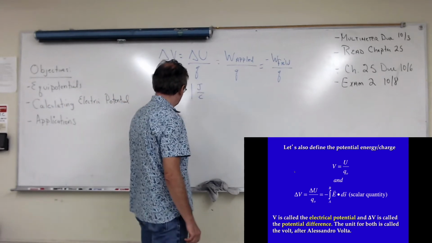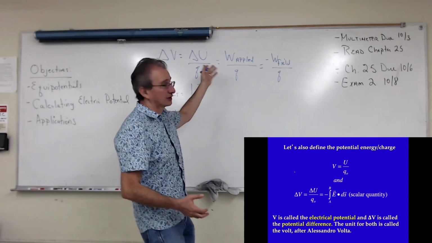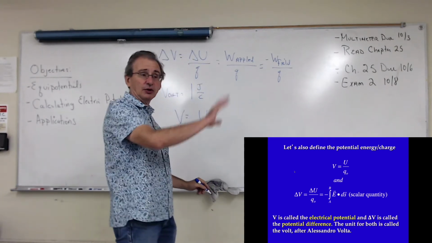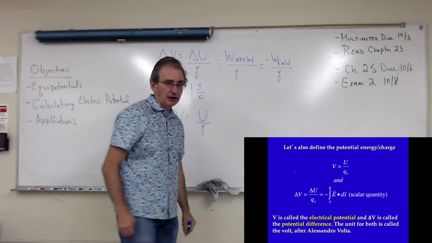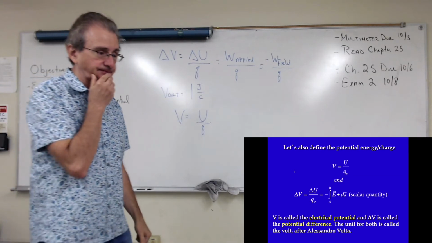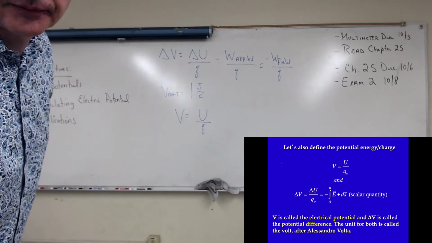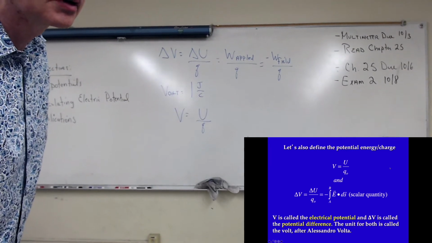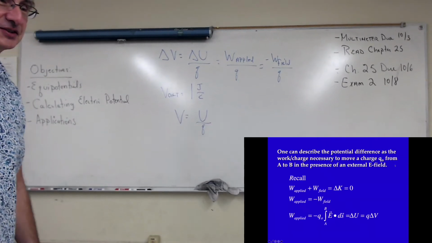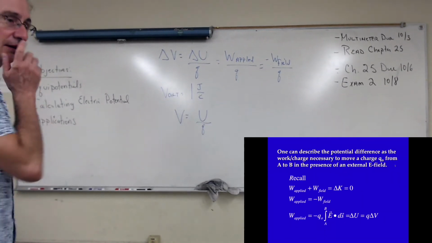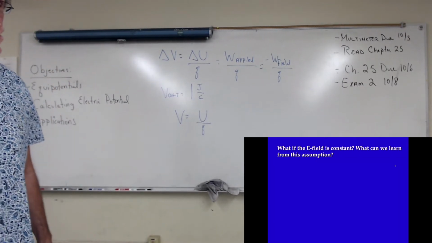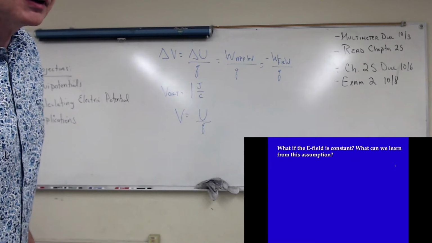And so V itself, instead of writing it as delta V, is whatever the potential energy is at some location in space divided by the value of the charge. Okay? And I'm going to skip the videos because of copyright issues. There's one more, sorry.